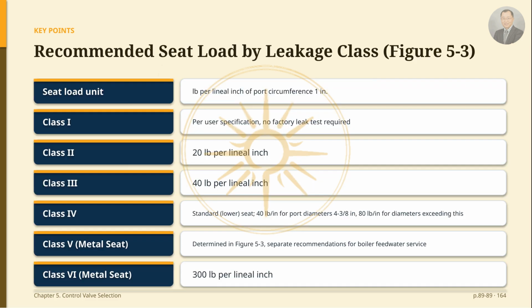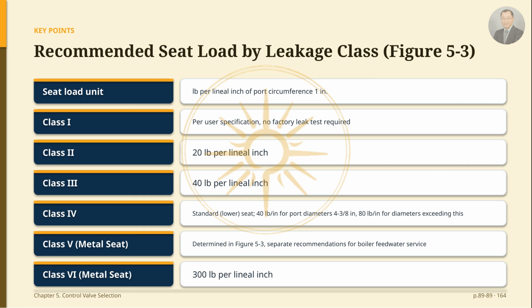I'd like to introduce the seat load requirements that determine valve shutoff performance. Seat load is expressed as pounds per lineal inch of port circumference, and a higher leakage class requires a larger load. Class 1 follows user specifications and requires no factory leak test. Class 2 applies 20 pounds per inch of port circumference, and Class 3 applies 40 pounds. For Class 4, based on a standard lower seat, 40 pounds per inch is given if the port diameter is 4.385 inches or less, and 80 pounds if it is larger.